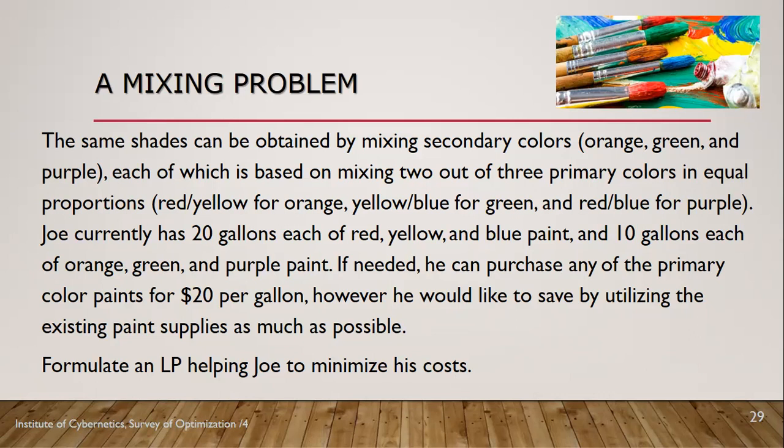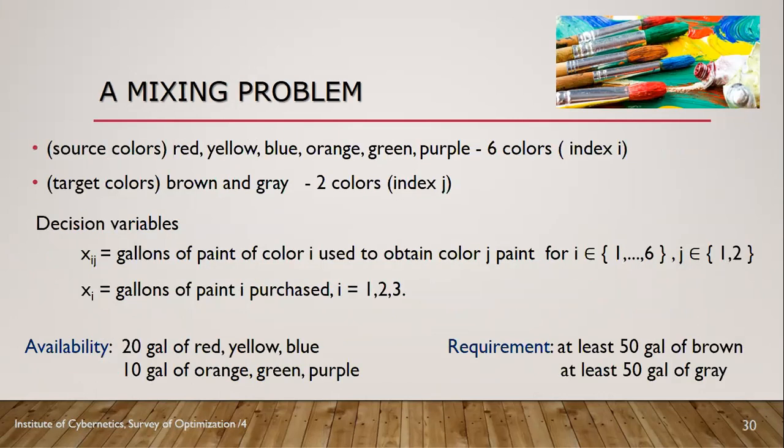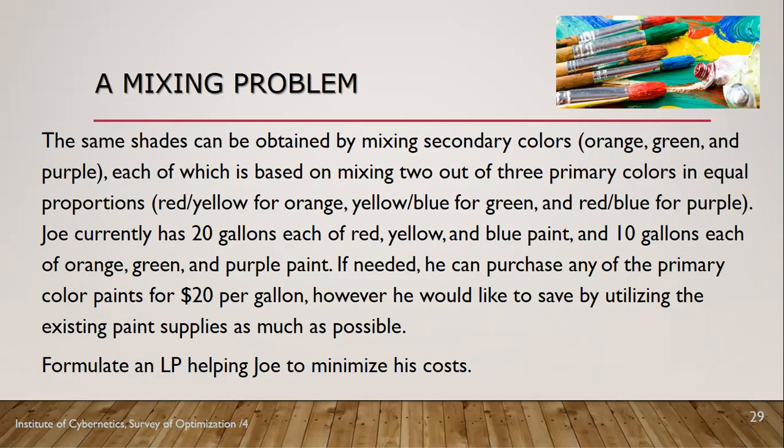Let's consider what we have. Joe in his storeroom has different paints. But he doesn't have brown and gray, and he needs to obtain them by mixing different colors. He has primary colors and he has secondary colors. Then he can receive primary colors by mixing secondary ones. So we have such a very difficult and complicated process.